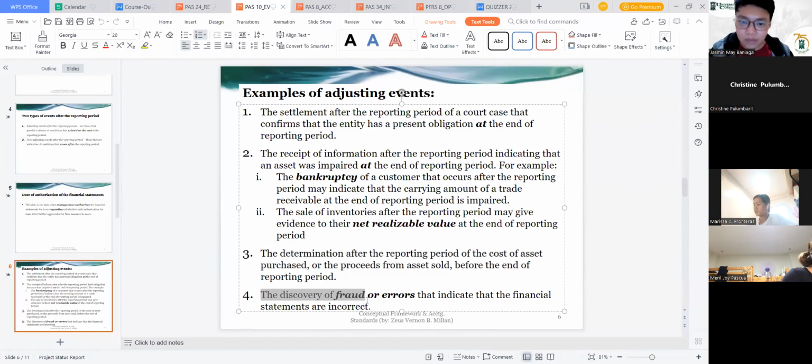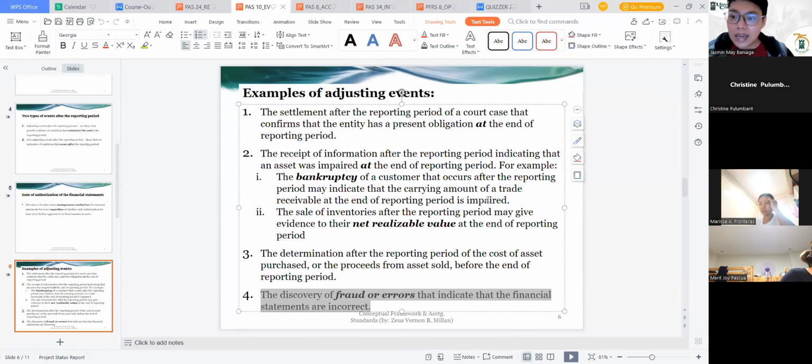And number 4, just take note of any discovery of fraud or errors that indicate that the financial statements are incorrect. So any typical errors in accounting reports or financial statements that affected the different items in the financial statements, basta the origin or nature ng transaction is within the current period and you detected the fraud or the error after December 31, 2022, but before the issuance of the FS for year 2022, as for our example, you need to adjust the said items that affected.